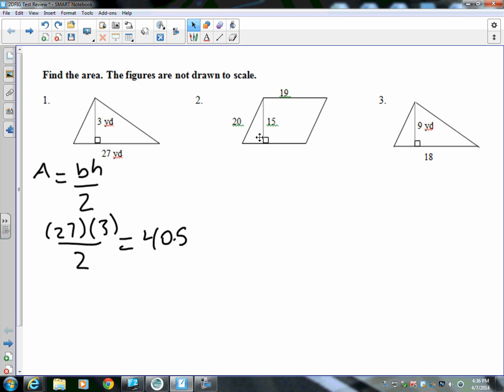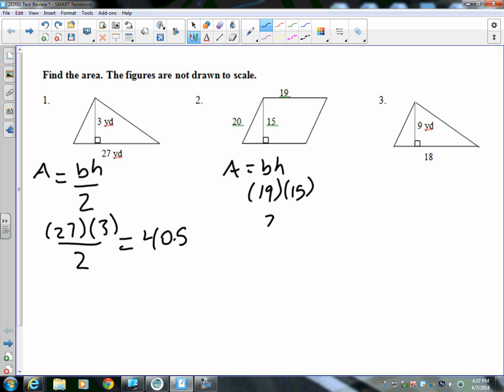Number two, the shape is a parallelogram. The area of a parallelogram is equal to base times height. Plug in our numbers. The base is 19, the height is 15. Multiply 19 times 15, we end up with 285. We have this extra number 20 right here. It is extra. It is just there to throw you off.